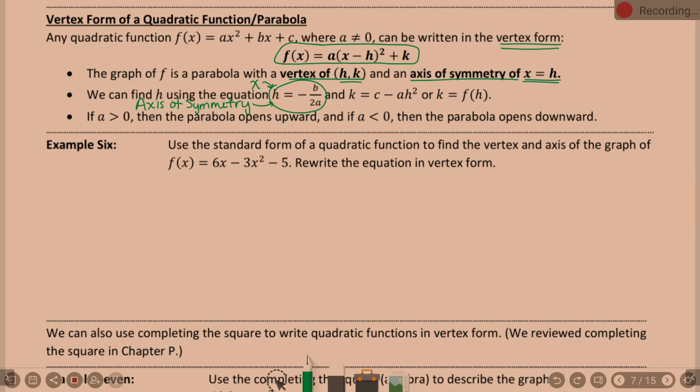And then they also say you can find k using c minus a h squared. Now, that's a new introduction for pre-calc, and that is a way to find your k value. However, I also like to just, once you know your axis of symmetry, plug it into your equation to find your y value. And that's what they're talking about there. When it says k equals f of h, take your x, plug it into the equation. That's how you can find the second half, okay?